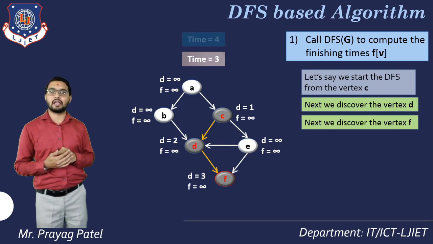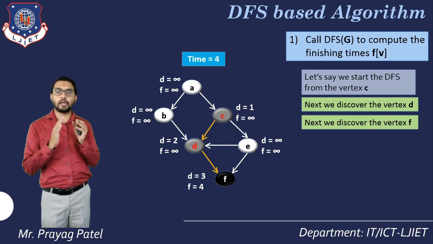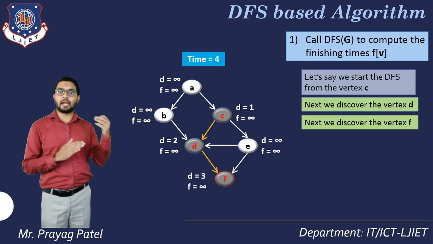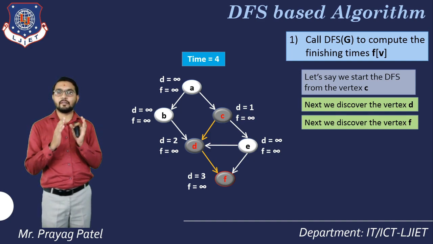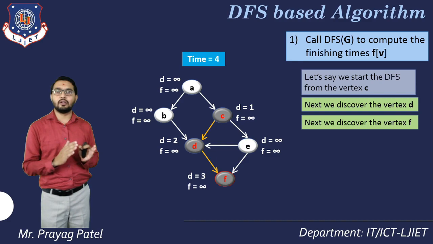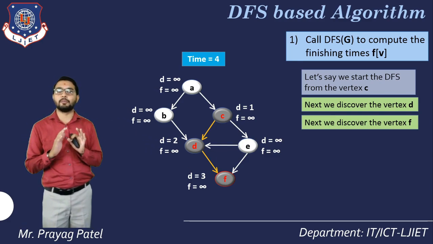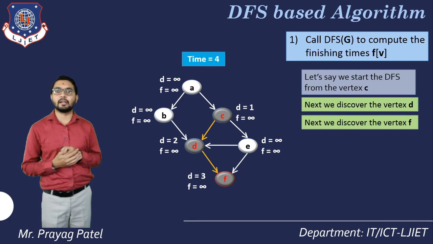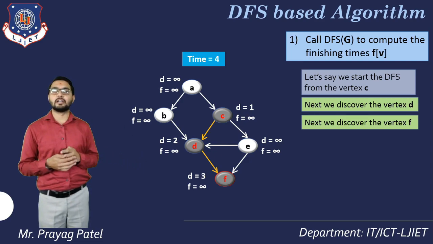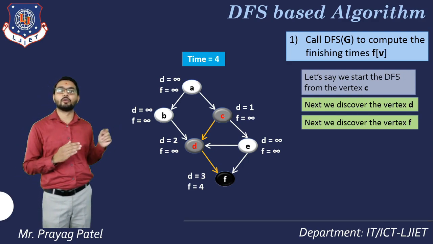Now consider the next step. Here consider the next time equal to 4. Now from the node F, no other node or vertex is available. So we can say that at the node F there is a dead end. So consider the process of node F stopped. Here consider the finishing time of that node, and consider the color of the node F equal to black. So the color of node F equal to black and the finishing time of node F equal to 4.